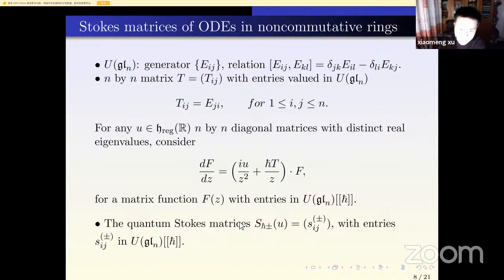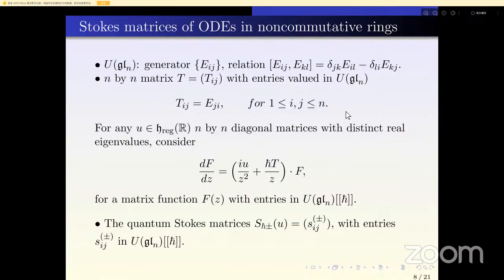And similarly, one can define the so-called quantum Stokes matrices, which measure, again, the different asymptotics of any fundamental solutions of such a system. Now instead of n by n matrices with complex entries, the quantum Stokes matrices are n by n matrices with entries inside U(gl_n)[[h bar]]. So this is the only difference. The dependence on h bar of the entries of F is just as a formal power series.